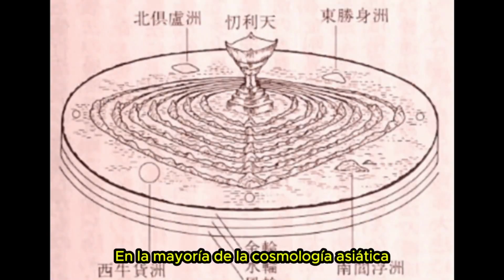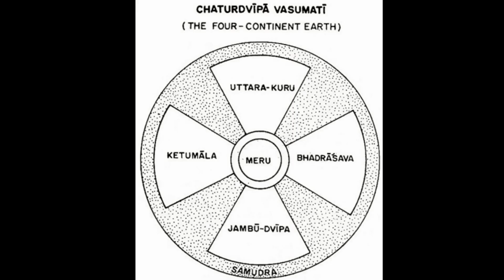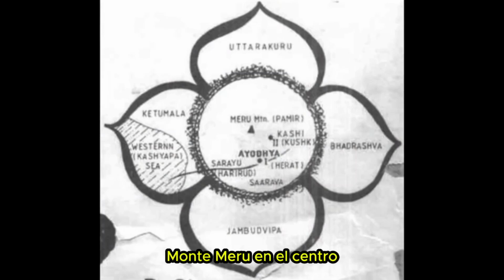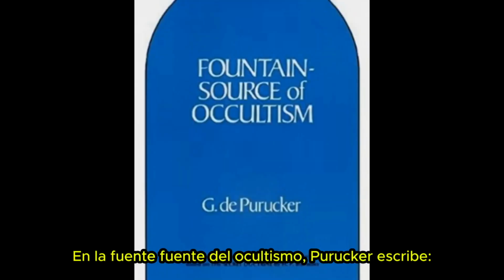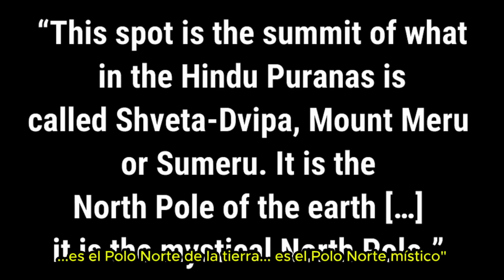In most Asian cosmology, Mount Meru stands at the center. Look at the cosmological geometry here. Mount Meru at the center with 4 surrounding continent lands. In the fountain source of occultism, Paraka writes, this spot is the summit of what in the Hindu Puranas is called Shvetadvipa, Mount Meru, or Sumeru. It is the North Pole of the Earth. It is the mystical North Pole.